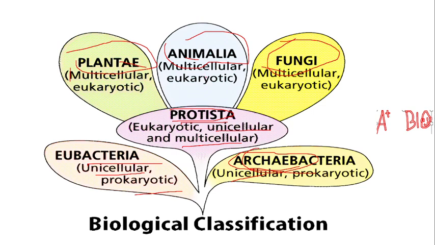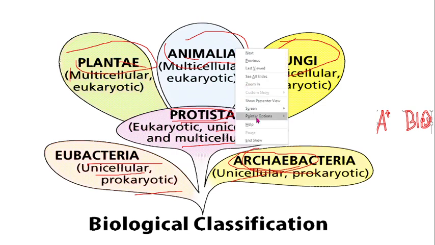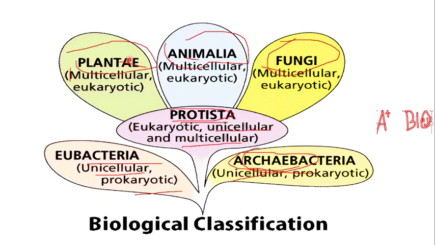Plantae, Animalia, Fungi, all of them are multicellular, and all three are eukaryotes. While bacteria or archaea are unicellular, and likewise prokaryotic cells. When we say multicellular, it means the organism is made of more than one cell: multi, more, many cells. But when you say unicellular, only one cell is there.